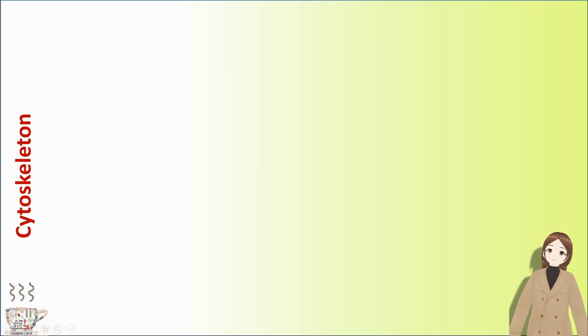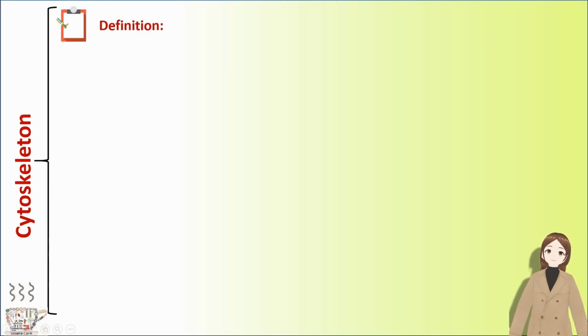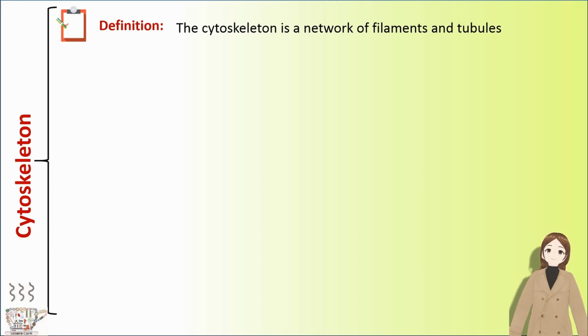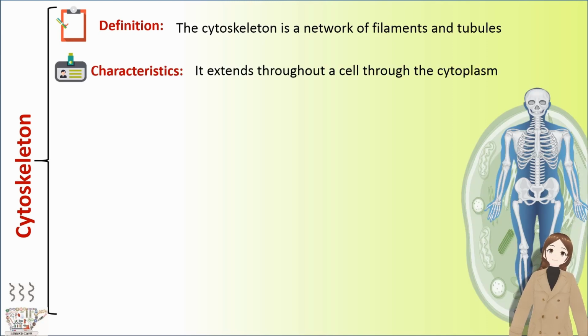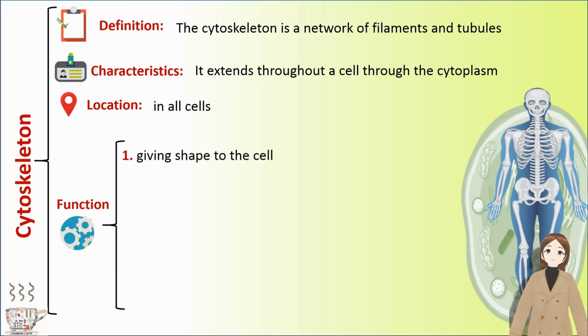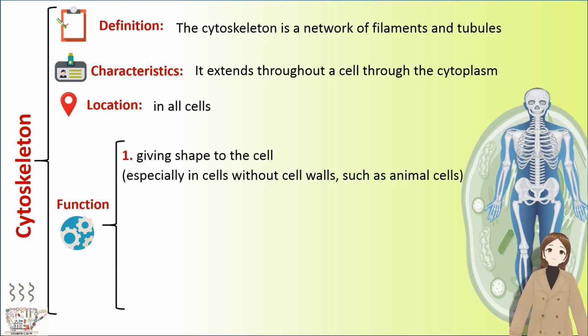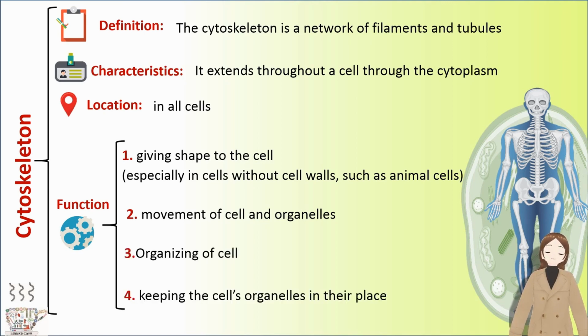Cytoskeleton. The cytoskeleton is a network of filaments and tubules. It extends throughout the cell to the cytoplasm. It's located in all cells. It plays a role in giving shape to the cell, especially in cells without cell walls such as animal cells, in movement of cells and organelles, in organizing of cells, and in keeping the cell's organelles in their place.